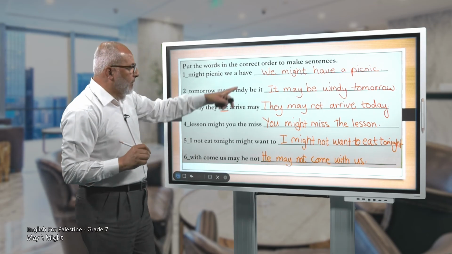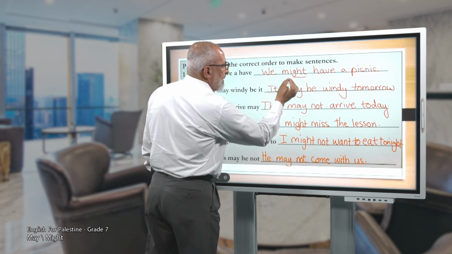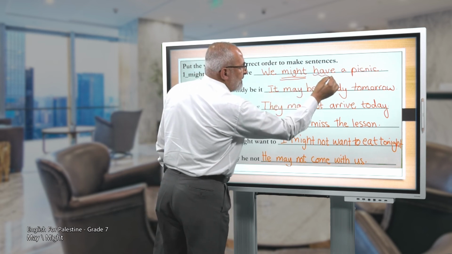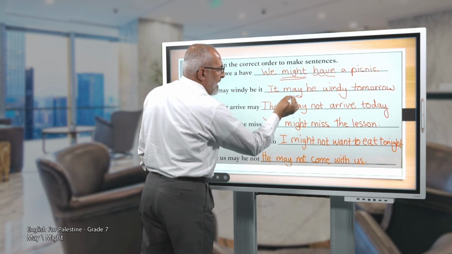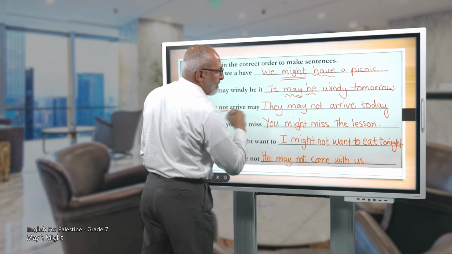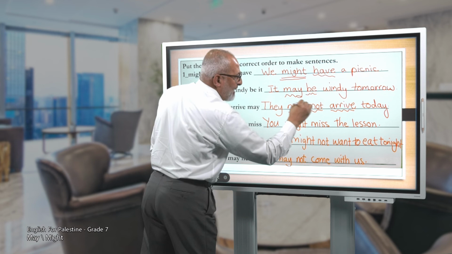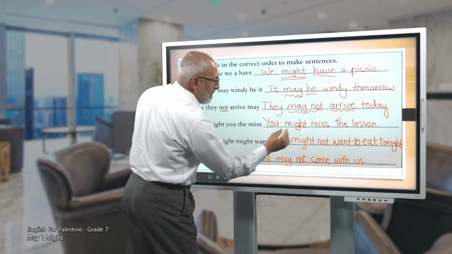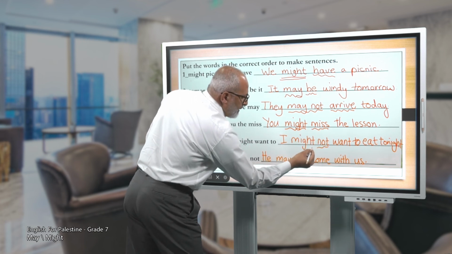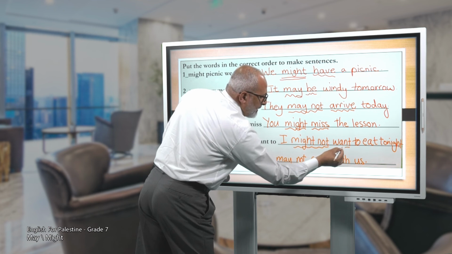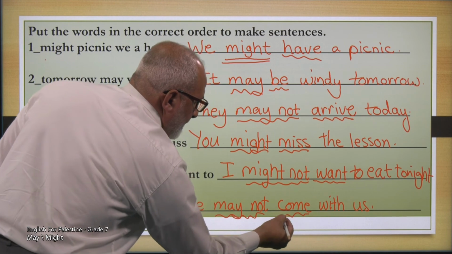Okay, so now if you please look at all these sentences. Here we use might, and this is the verb. So the verb comes after might, or might comes before the verb. Here may and the verb be. May not, and this is the verb. So may not is followed by the verb. Might and the verb miss. Might not and the verb want. And finally, may not and the verb come.